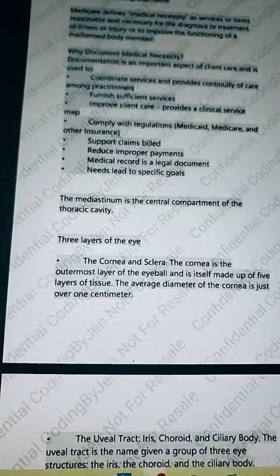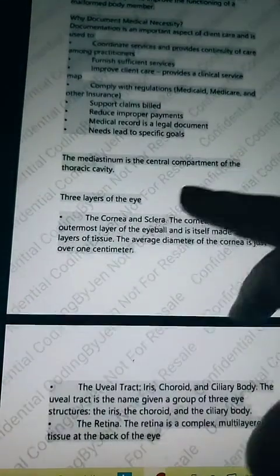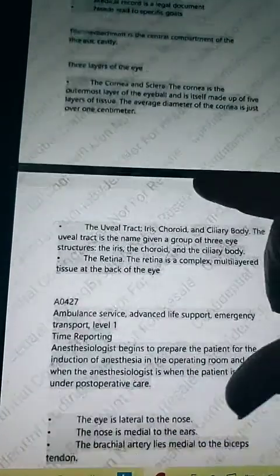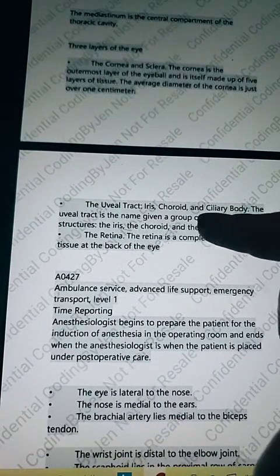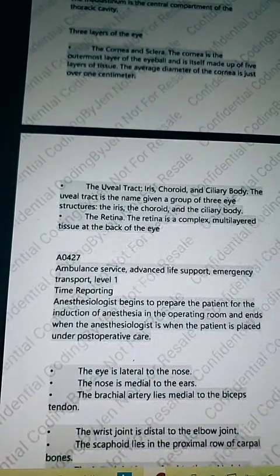Be sure you understand what the metastasis in the thoracic cavity is. The three layers of the eye: I've got the cornea and sclera in one layer, the uveal tract that holds the iris and other parts in one area, and then the retina is in the third layer.